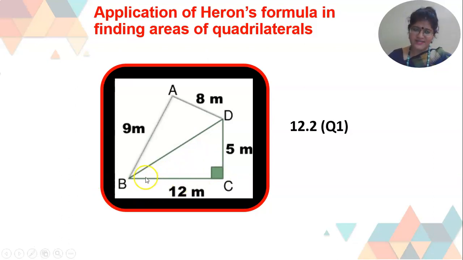After having done that, you'll find out the length of BD by using Pythagoras theorem. Once you calculate the length of BD, then you know the three sides BD, AD and AB. You'll find out the area of this triangle by Heron's formula. Add up the two areas and you get the area of the quadrilateral.